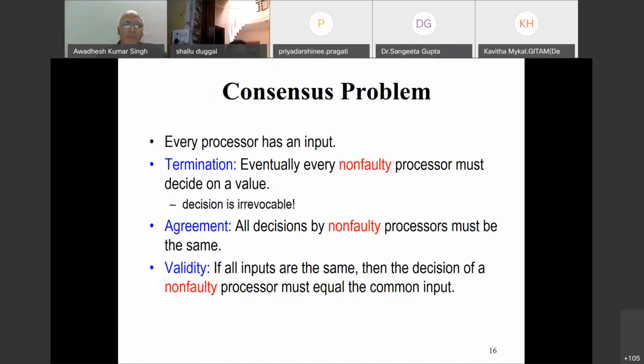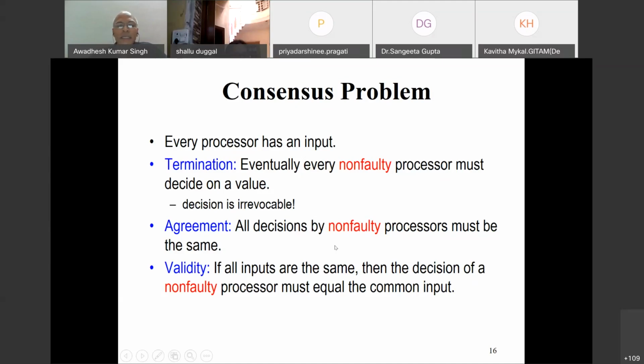In the consensus problem, safety and liveness are translated into three properties: termination, agreement, and validity. This is all about safety and liveness together. Termination means eventually every process must decide. We have seen the tennis match example or sensor example, where eventually every match should be decided in favor of someone. So termination means they should terminate. And once it is decided, it cannot be changed. Once you declare that player A has won the match, you cannot change this decision.